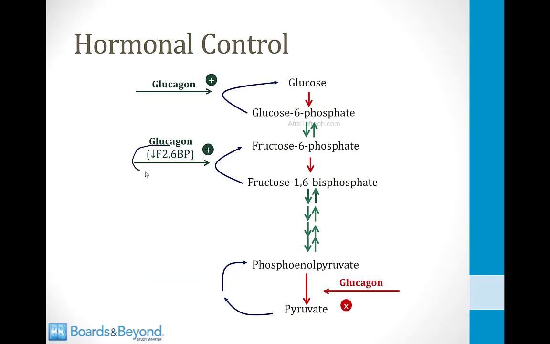Now, fructose 2,6-bisphosphate is not the only place where insulin and glucagon can exert their effects. There are other steps in this process where those two hormones have been shown to exert influence. Glucagon has been shown to inhibit the conversion of phosphoenolpyruvate to pyruvate. This slows down glycolysis. Insulin has the opposite effect. Glucagon has also been shown to activate the conversion of glucose 6-phosphate to glucose. Insulin has the opposite effect.